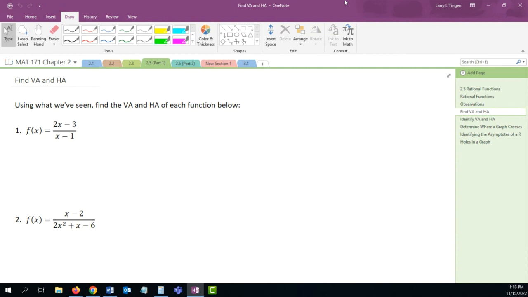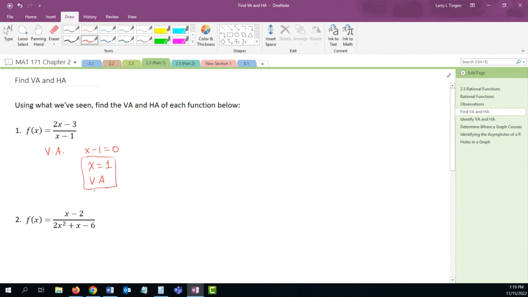So using what we've seen, find the vertical asymptote and horizontal asymptote of each function. All right. So f of x is equal to 2x minus 3 over x minus 1. Is this reduced all the way? There's no common factor between the terms of the numerator, none between the terms of the denominator. So yeah, that's as reduced as it'll get. So first, let's find our vertical asymptotes. Vertical asymptotes are going to occur when the denominator is 0. What makes the denominator 0? x minus 1 equals 0. So whenever x equals 1 appears, this is a vertical asymptote.